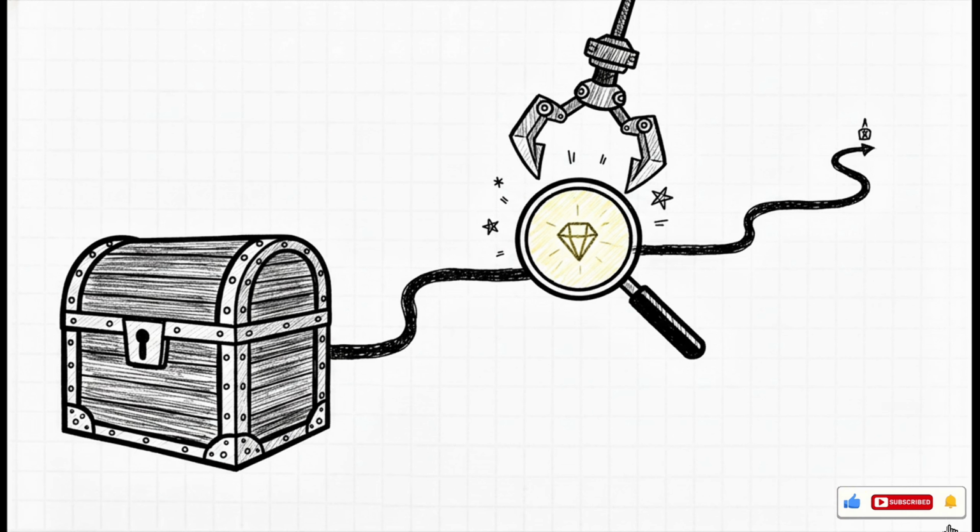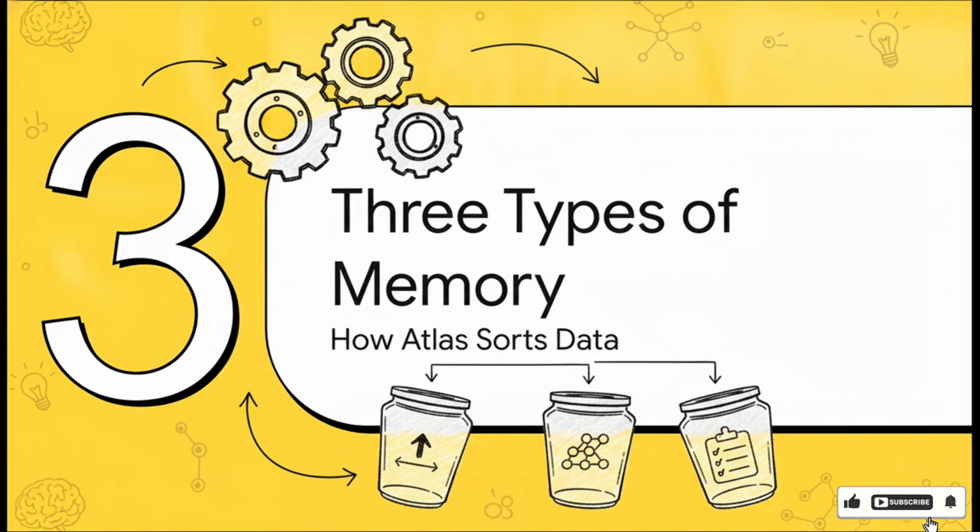Instead of dumping everything into a Scratchpad, Atlas lets an AI retrieve specific facts by content, by time, and by user. It functions so much more like your own long-term memory, pulling up only the highly relevant information right when it's actually needed. So how does it do that? Section 3, 3 types of memory, how Atlas categorizes data.